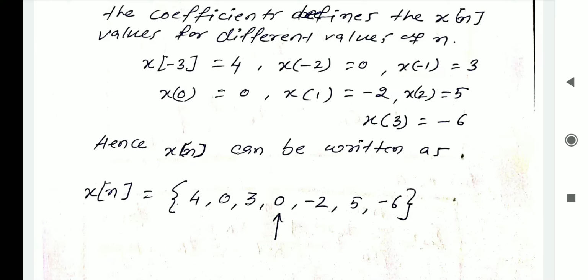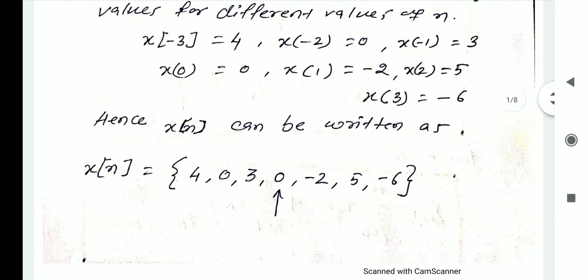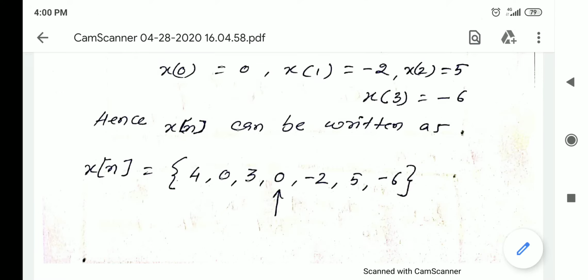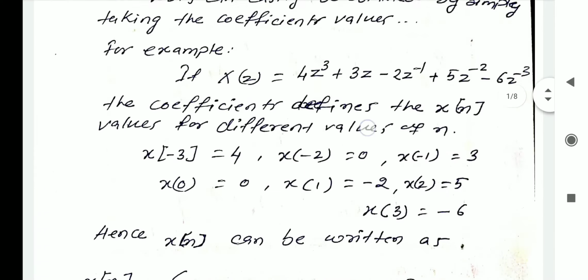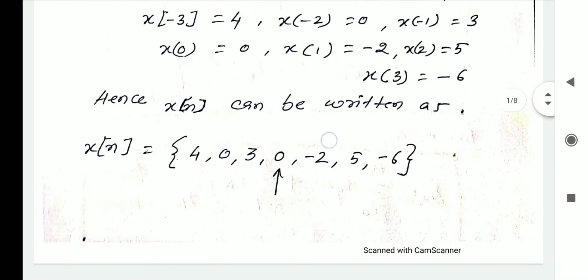x of n can be written as 4, 0, 3, 0, and this last 0 indicates the value of x of n at n equals 0, then minus 2, 5 and minus 6. So by this method we can easily obtain the value of x of n.